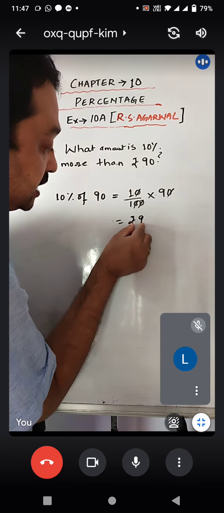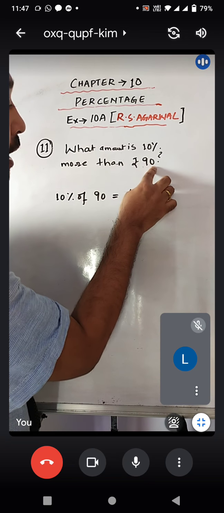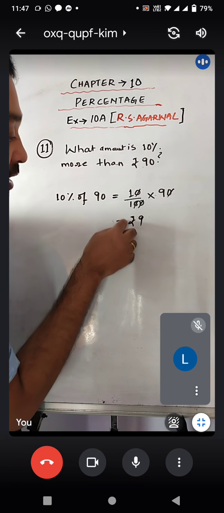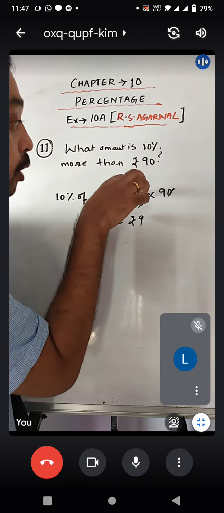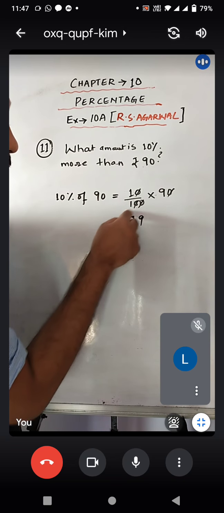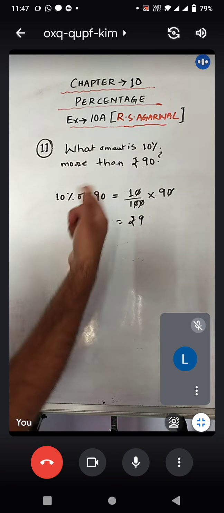Now if this is 10% of 90, what will be the amount which is 10% more than 90? More than means we have to add. That means we have to add this 9 to this rupees 90, and in that way we will get the amount which is 10% more than rupees 90, because 10% of rupees 90 is 9 only. So we have to add 9 to rupees 90. Okay, so we will get the required number.